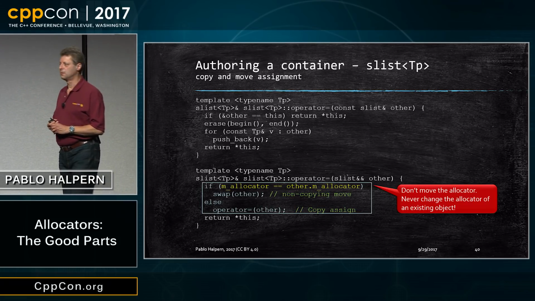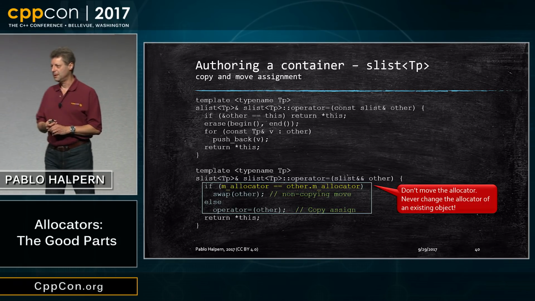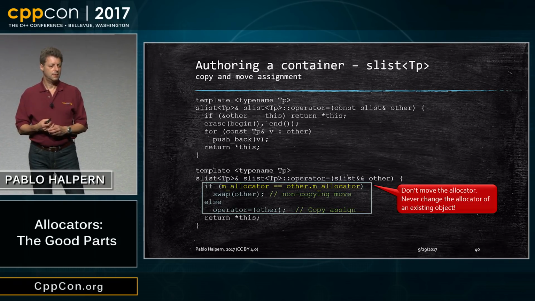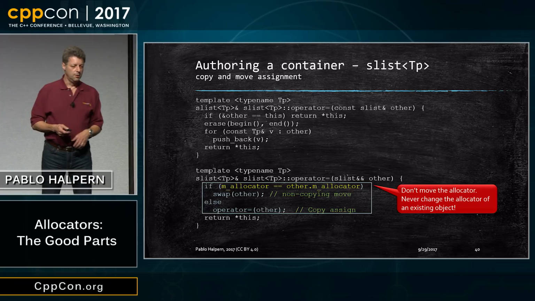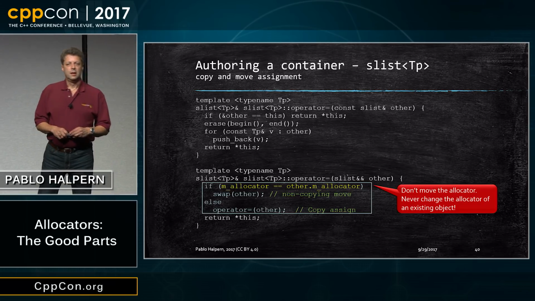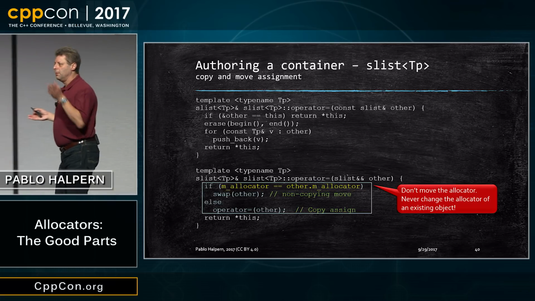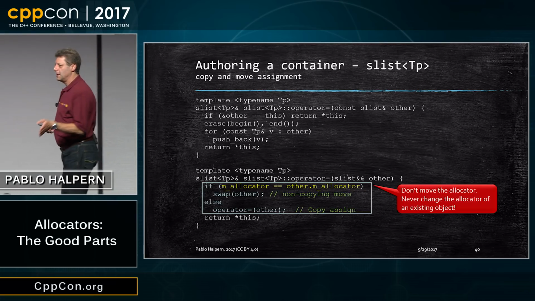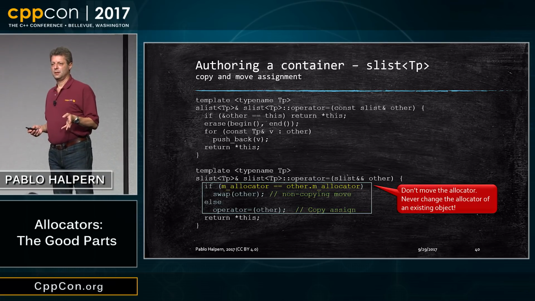Copy assignment is really straightforward. It just copies every element. Done. Move assignment, the stuff in the box, is where it gets subtle. Remember I said that once you put an allocator into an object, at construction, it should never change.